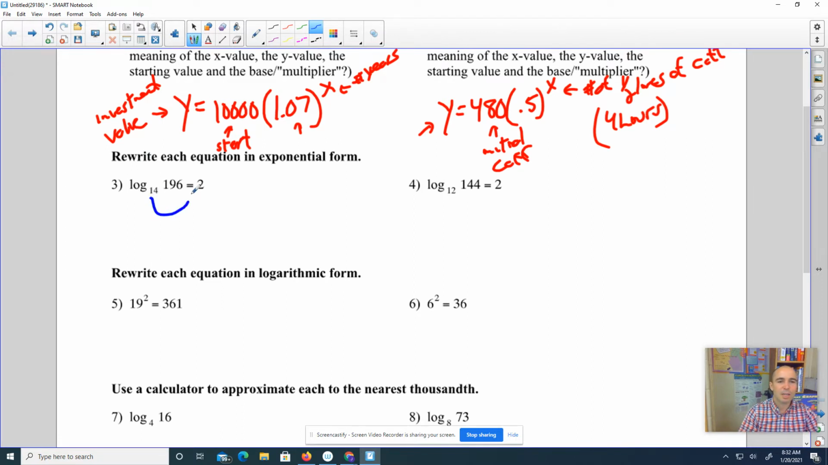So number 3, the simplest one, is rewriting logs as exponents. We say, ride the scorpion, ride the scorpion. 14 to the second power equals 196. And that's it. These 2 things mean the exact same thing. Same thing. Just like 3 times 4 and 3 plus 3 plus 3 plus 3 are the exact same thing. This is the exact same thing.